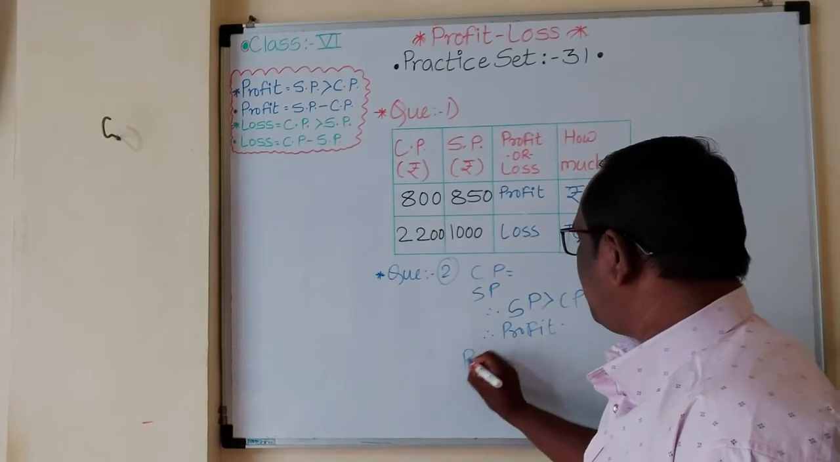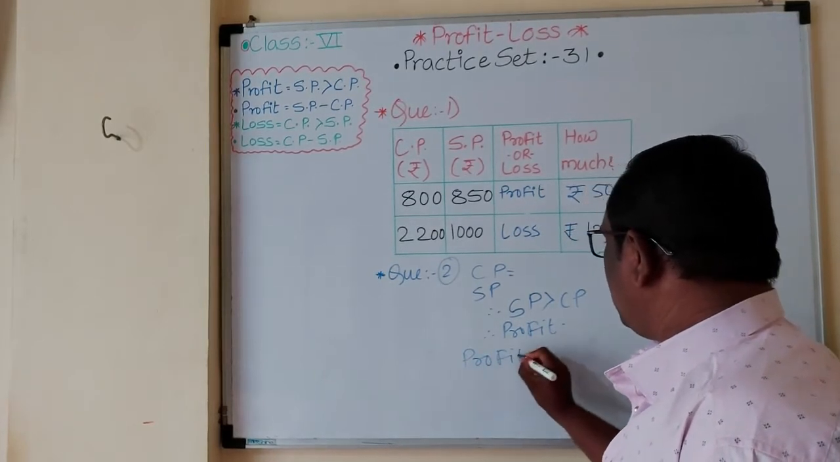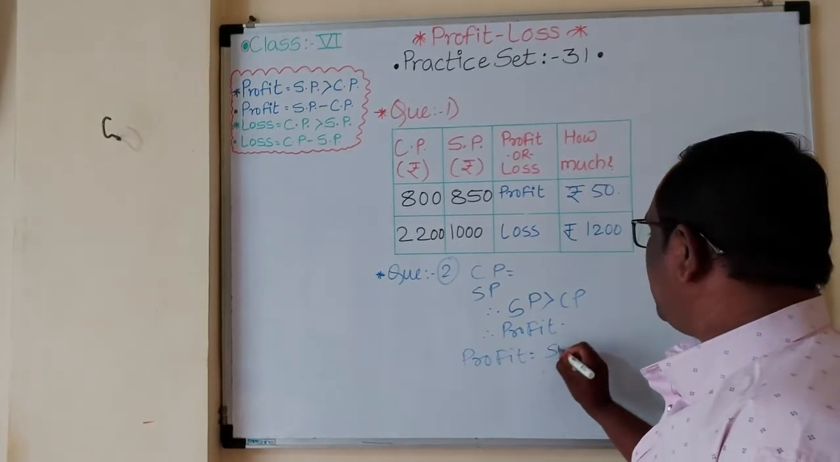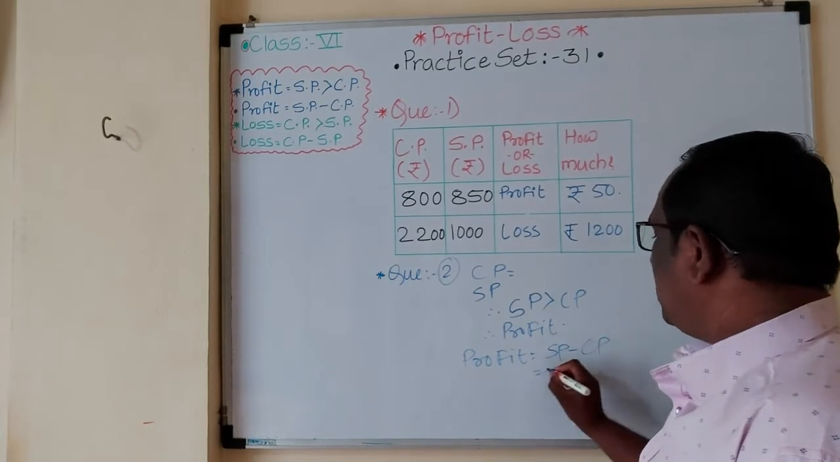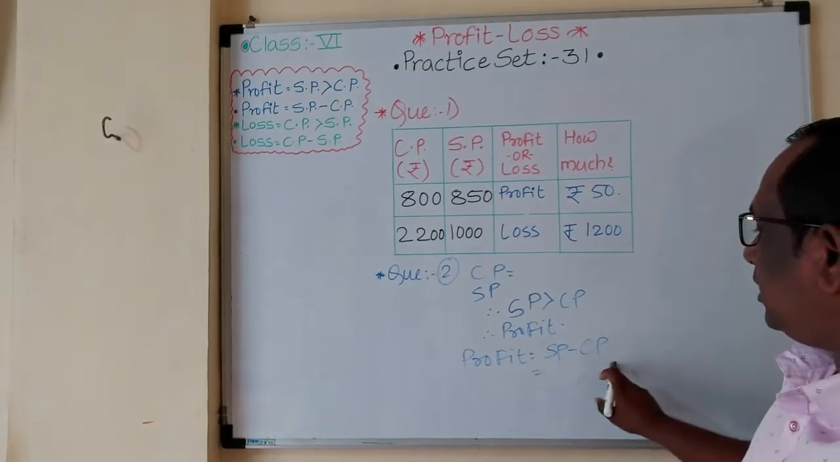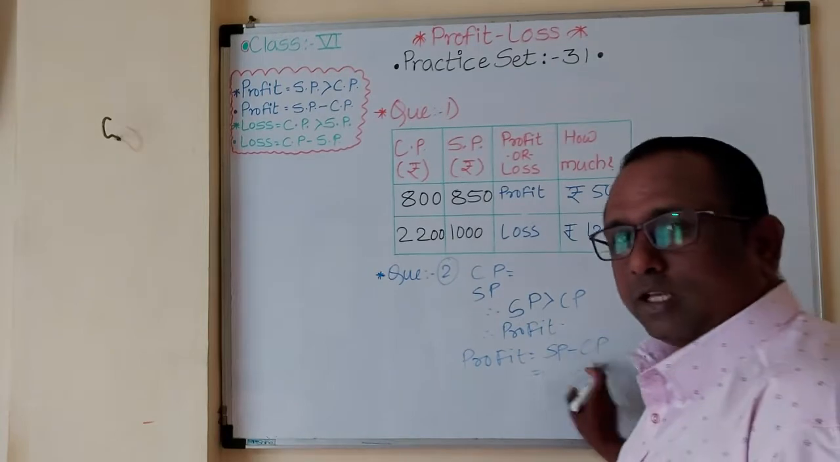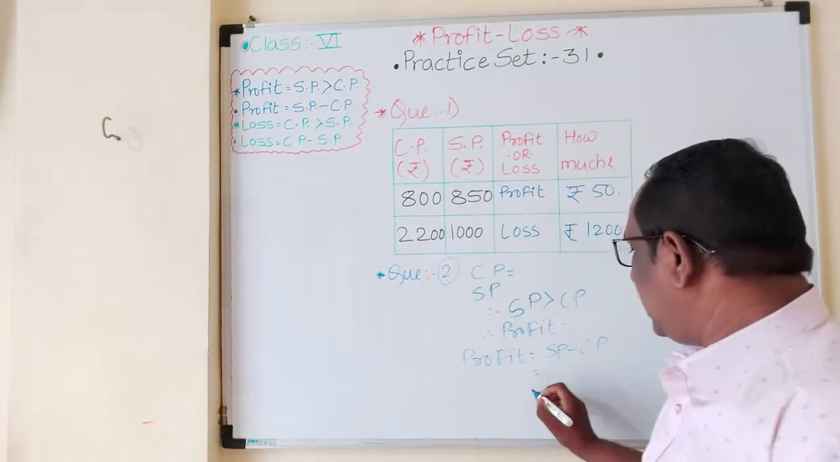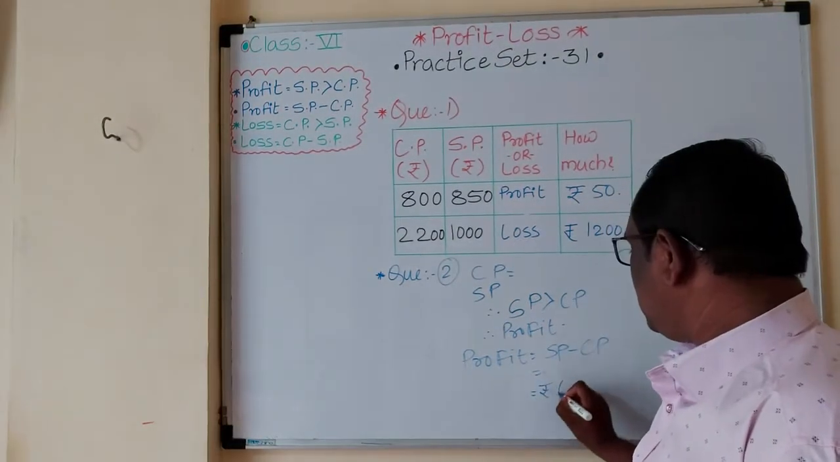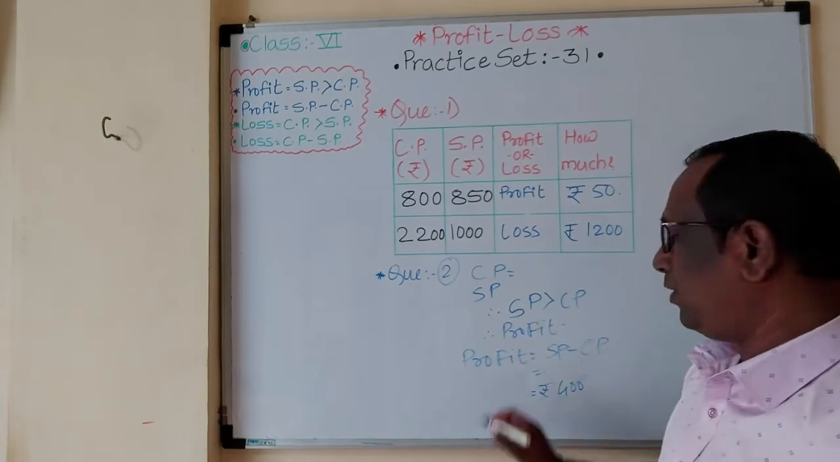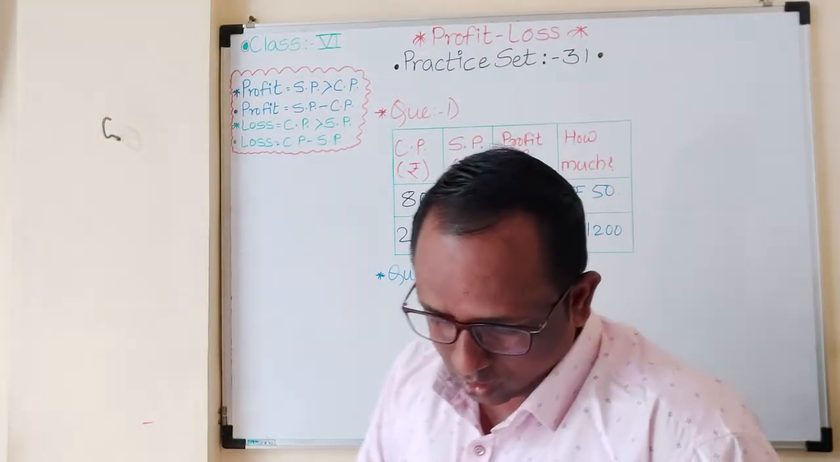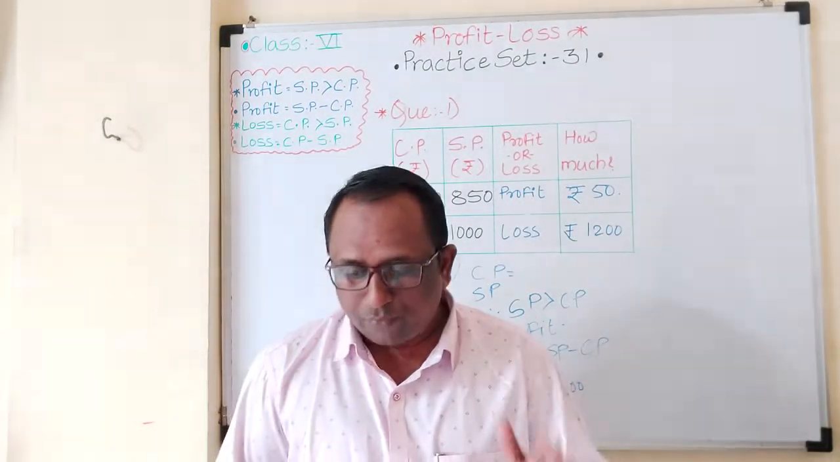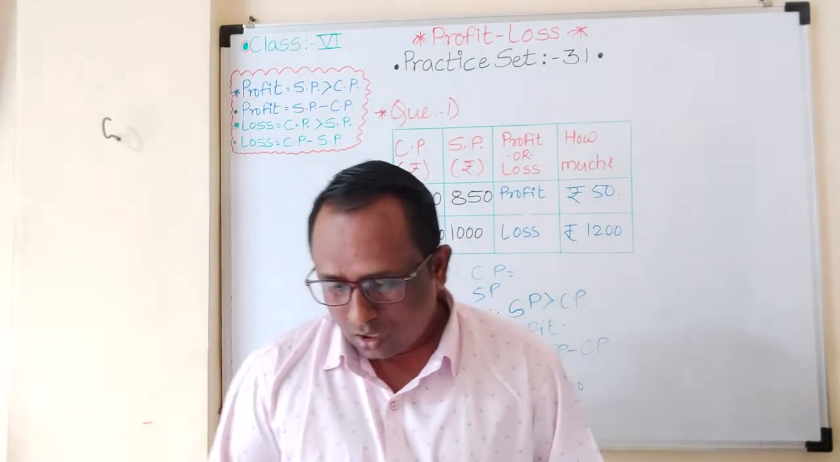and then profit is equal to SP minus CP. So 3400 minus 3000, you will get the answer rupees 400 profit. Then you have to mention, therefore the shopkeeper's profit was rupees 400.